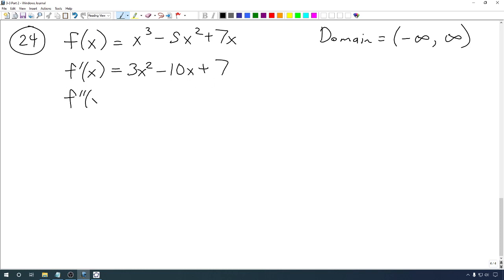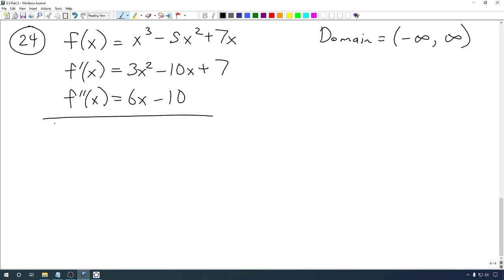Our second derivative, if we differentiate again: 3x squared becomes a 6x. Minus 10x becomes a negative 10. And then the 7 goes away. But we're actually going to be using the first derivative first because we need to know where that equals 0, or, well, where it equals 0 or doesn't exist. Of course, where it doesn't exist is not going to really matter for the second derivative test, because we actually need the first derivative to equal 0 for the second derivative test.